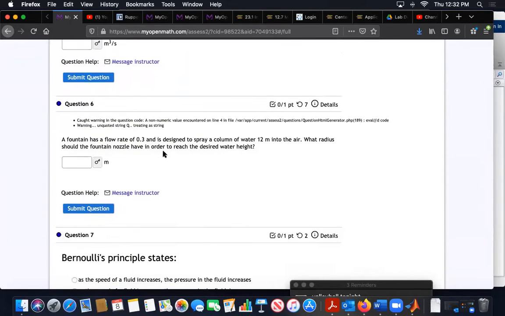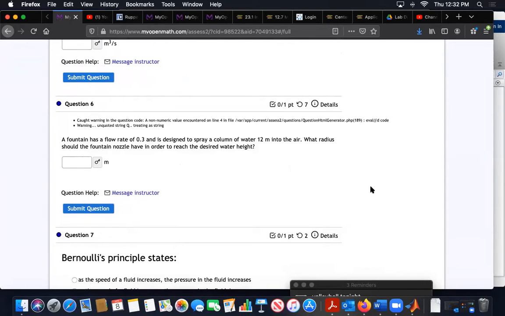Number 6. Ah, this is the one that has the code issue. And I did look at this. I couldn't find anything initially wrong with the code, so let's see if we can get the answer right here.